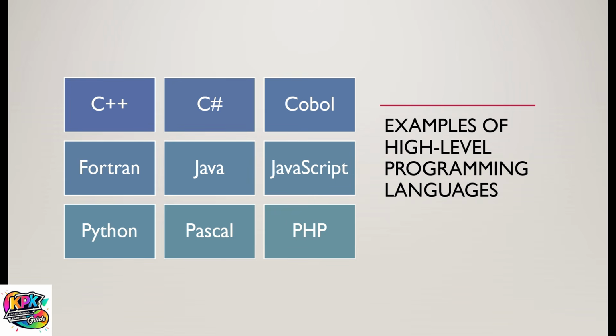Okay, so examples of high-level programming languages. We have C++, we have C#, we have COBOL, we have Fortran, we have Java, we have JavaScript, we have Python, we have Pascal, we have PHP. There are other different high-level programming languages. Each programming language is basically created for a specific purpose or has a domain in which it is very efficient or strong.